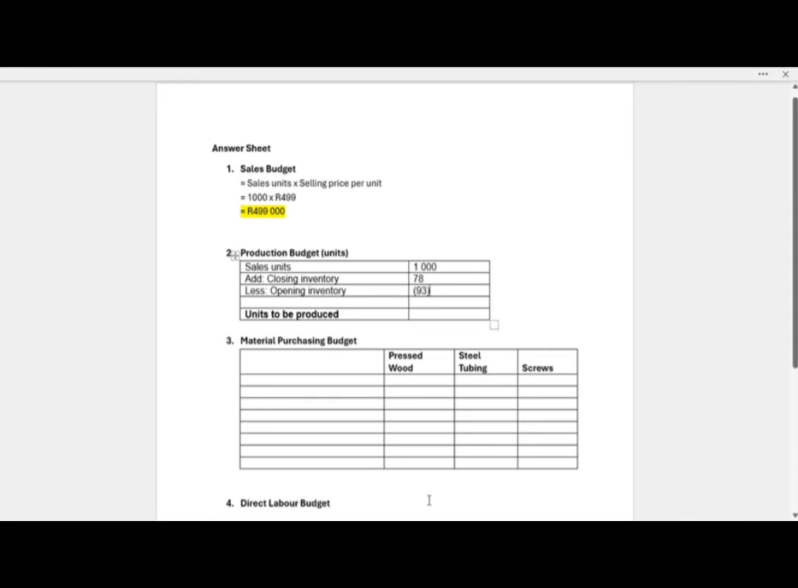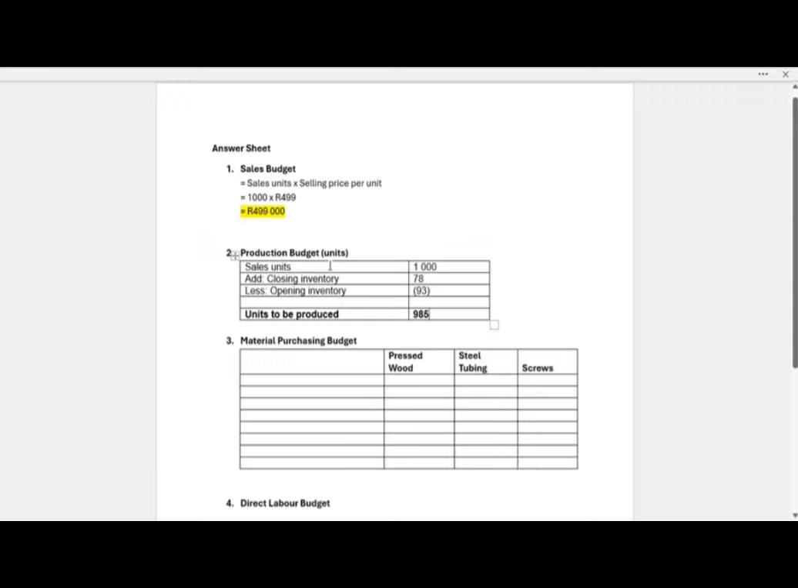Okay, and then now how much are our units to be produced? Units to be produced is going to be 1000, which is our sales units. We add closing inventory 78, we subtract 93. So I'm getting units to be produced of 985. 985 desks needed to be produced. All right, and then we are done with our production budget. Now I want us to go to the material to be purchased.